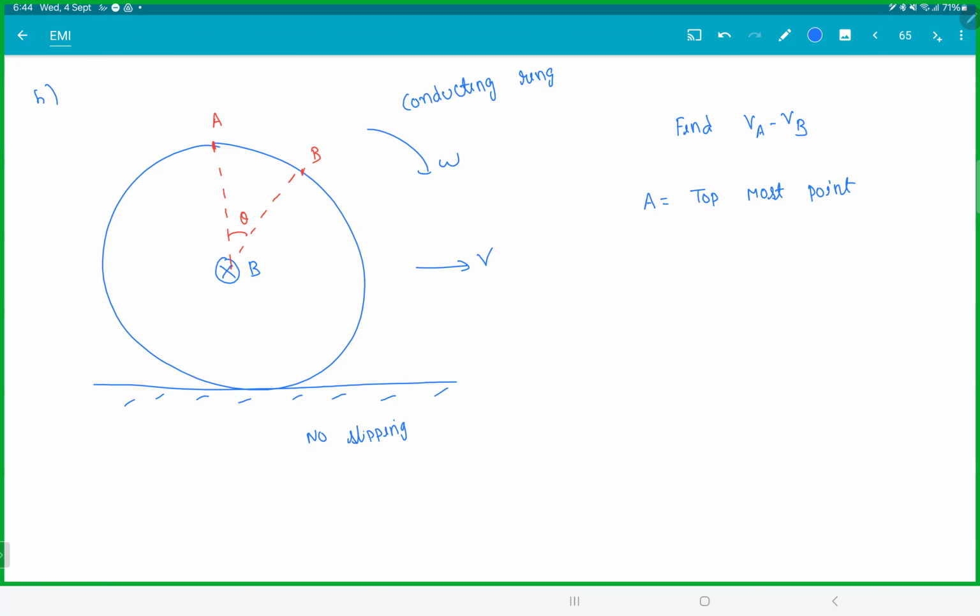Okay, 1 minus cos theta. Maybe you're right, let's see. You didn't get an R square, right, Lakshika? Look at the dimensions once.